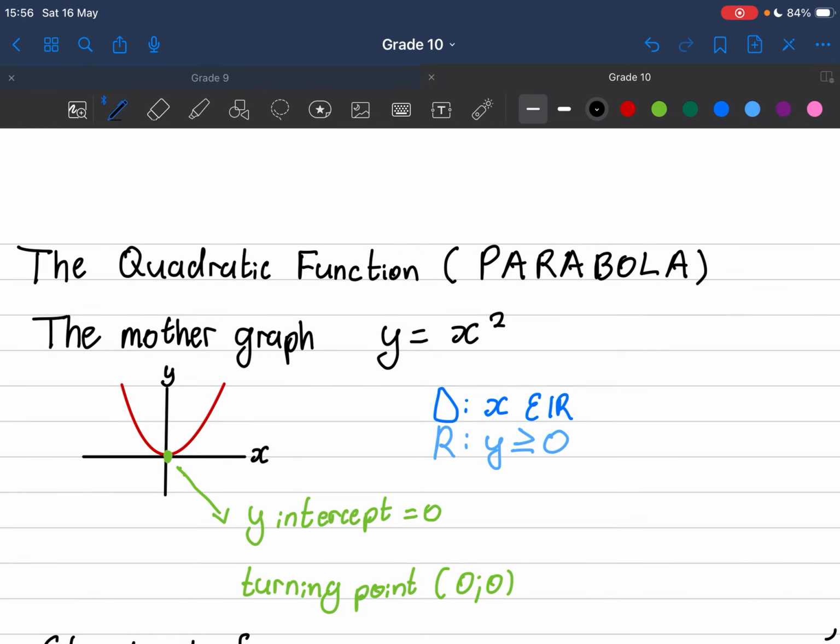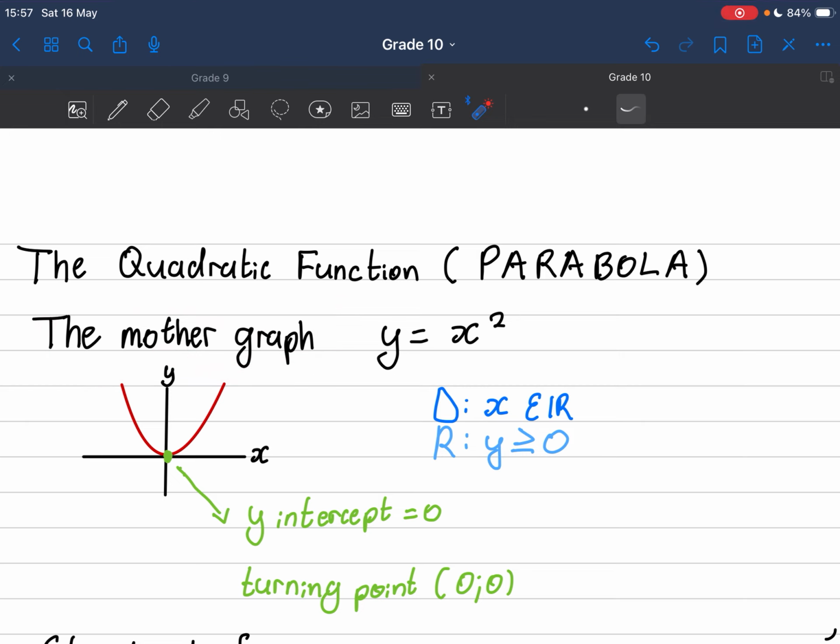Alright, let's talk about the quadratic function, also known as a parabola. This is one of the four main functions you learn in grade 10, 11, and 12. This is the grade 10 level of this function. So the difficulty that I'm going to be going through here with this explanation is of the grade 10 level. Now, at the grade 10 level, this is universal.